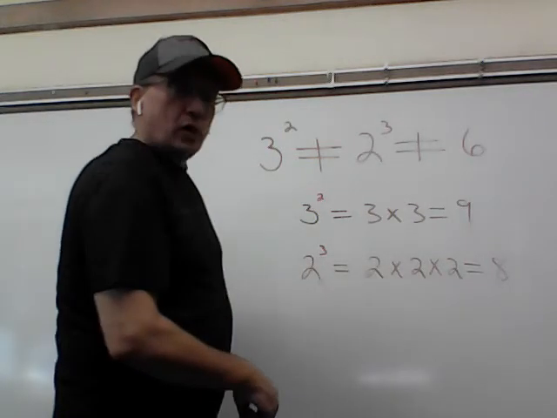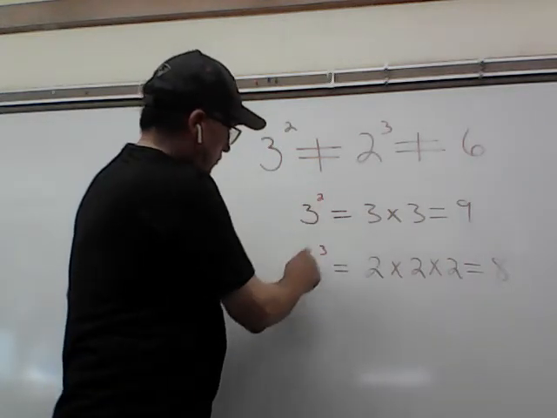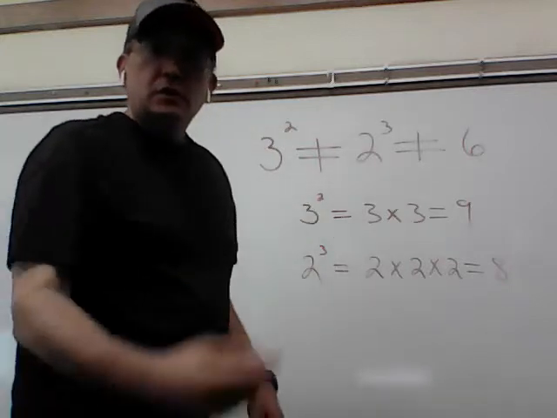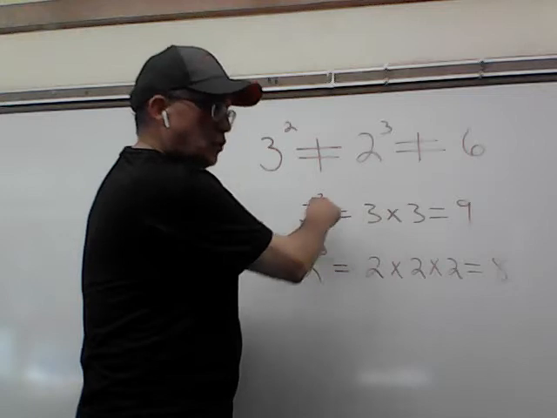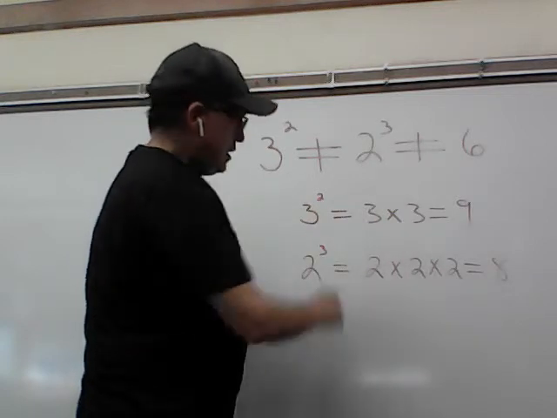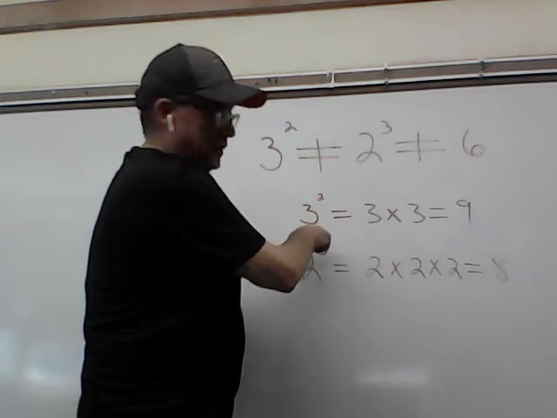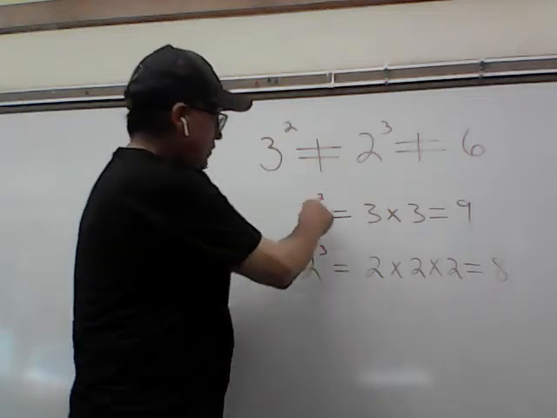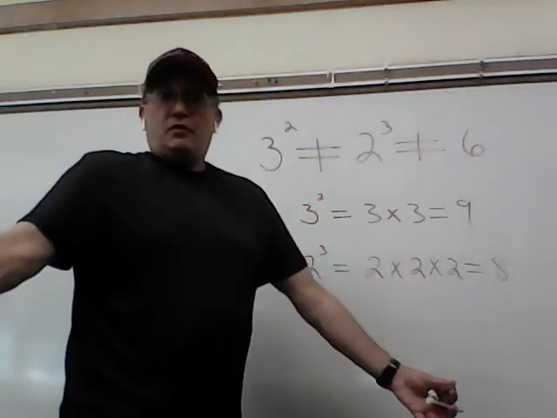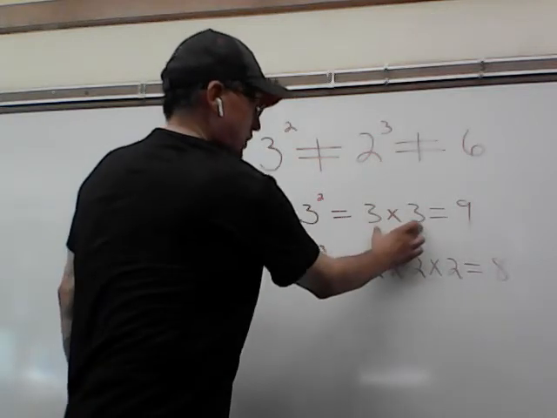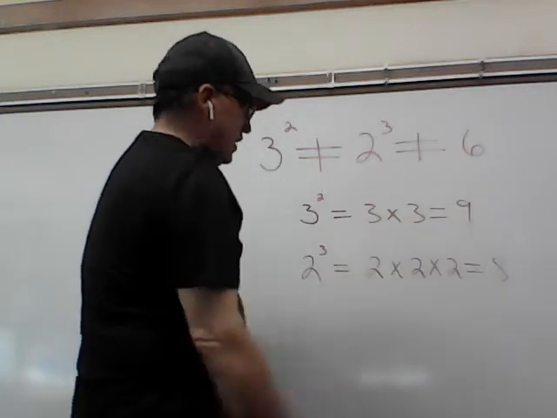3 to the 2 power. 2 to the 3 power. What does 3 to the 2 power mean? Well, it means take 2 3's and multiply them together. The big number here, the base, is the number that you're multiplying, and the exponent tells you how many of them to multiply. 3 to the 2 power means 3 times 3, 2 3's. And of course, that's 9.